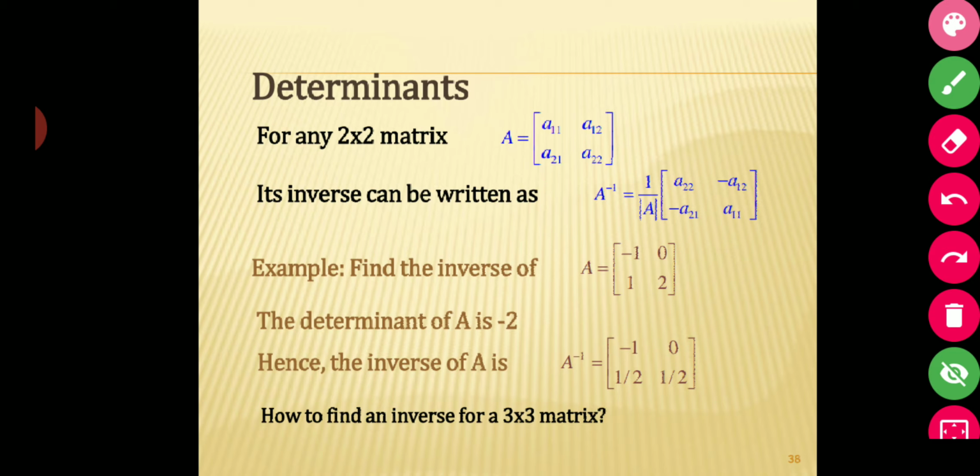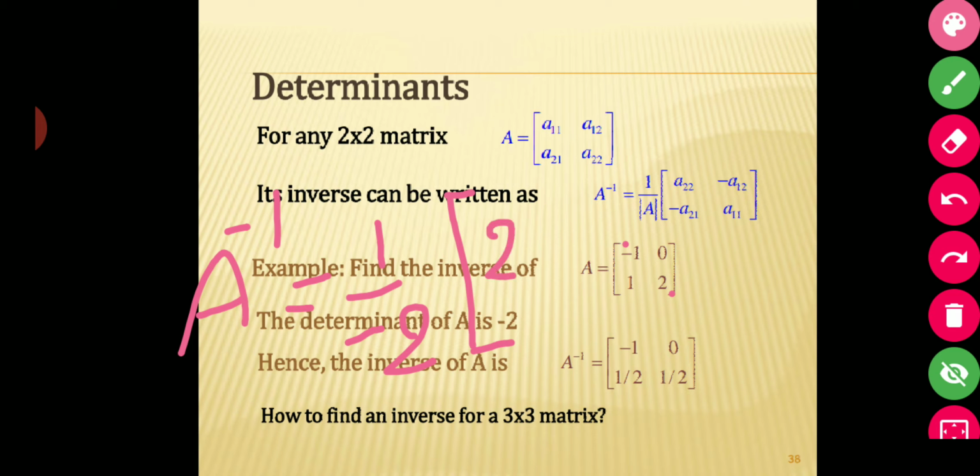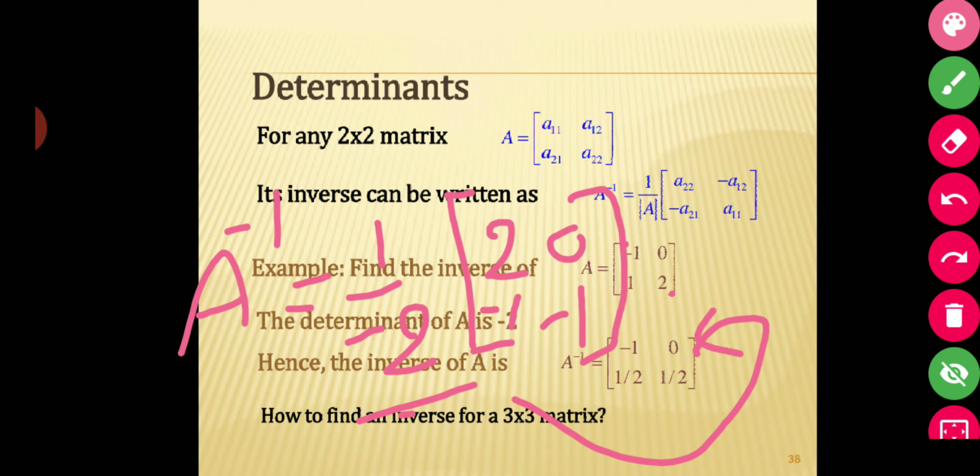Okay, now see, we have to find the inverse of this matrix. First, you calculate the determinant value. The determinant value becomes, multiplying these two, minus 2 minus 0. After interchanging these two elements, you get A inverse equals 1 upon minus 2, times 2, then this is minus 1, and changing the sign of these. After dividing by minus 2, you get your answer.